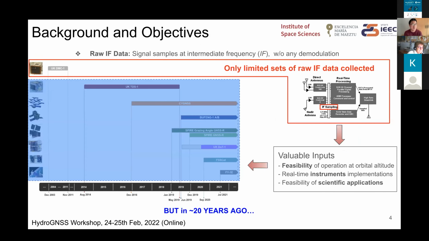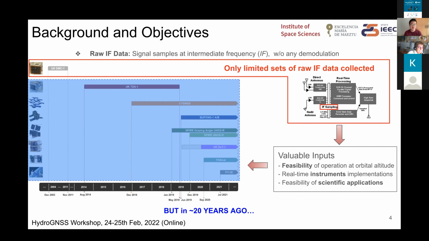However, as Martin and Manuel reviewed yesterday, 20 years ago the early UK-DMC mission could only collect a limited set of RAW-F data, which are the signal samples at intermediate frequency without any demodulation and real-time processing. The RAW-F data sets provide valuable input for the current GNSS-R missions, we have to say.